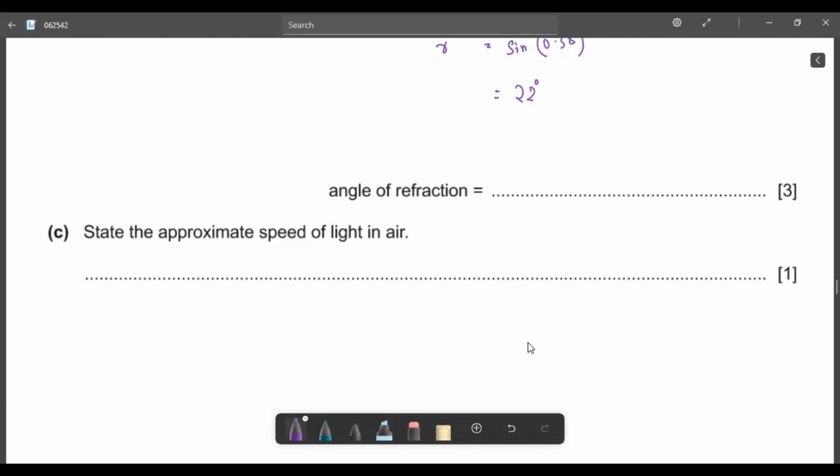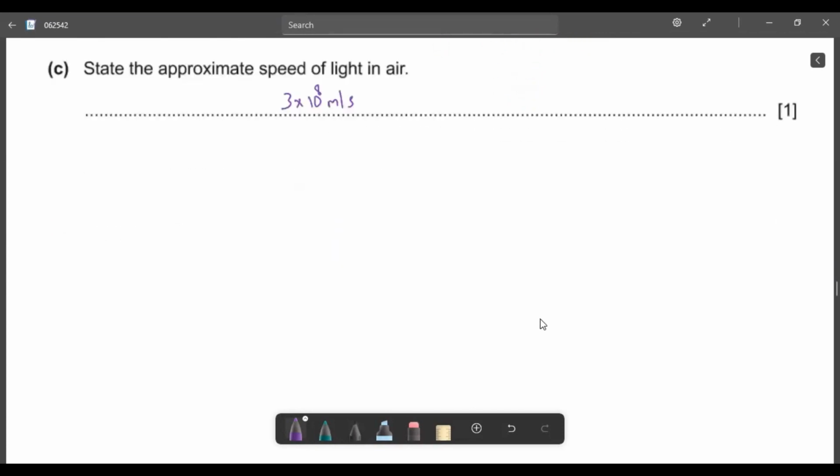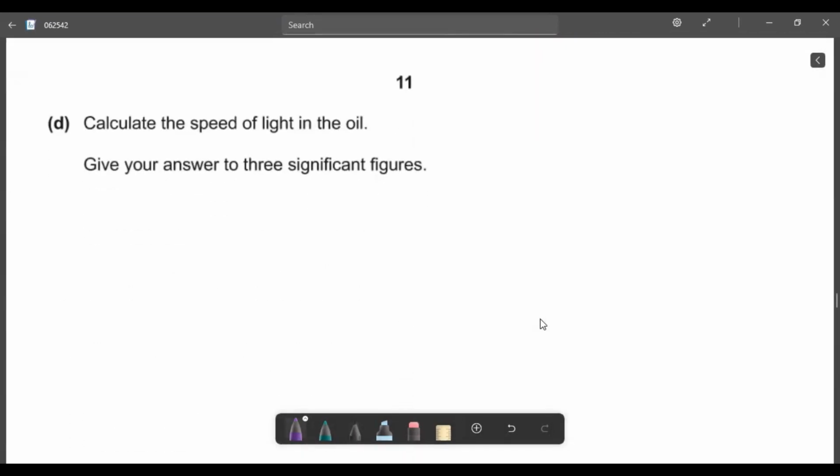State the approximate speed of light in air. Speed of light in air, that is 3 into 10 raised to 8 meter per second. Calculate the speed of light in the oil. Give your answers to 3 significant figures.